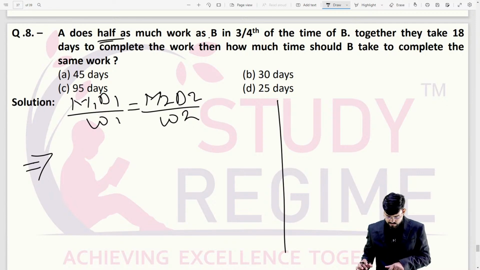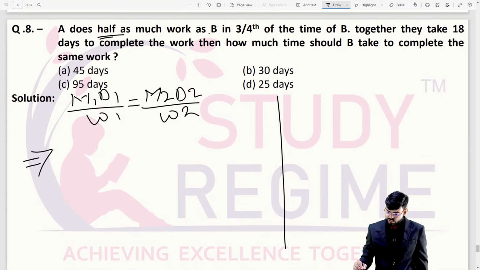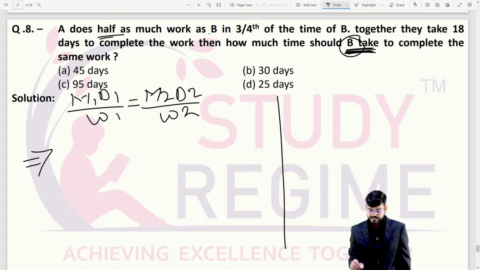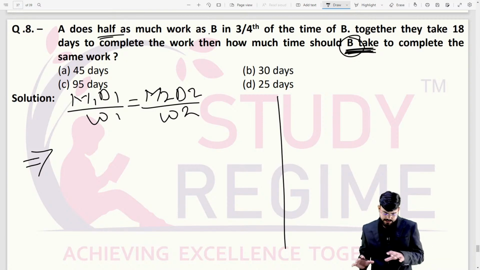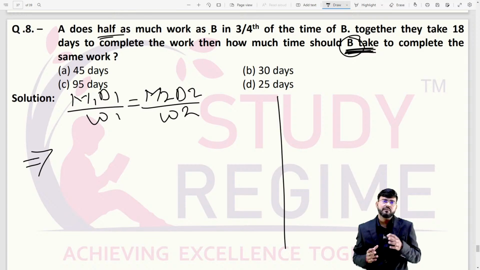Okay, clear? So together they take 18 days to complete the work. Then how much time should B take to complete the same work? The question is asking that only. You have to find how much time B is taking to complete the same work. Clear?